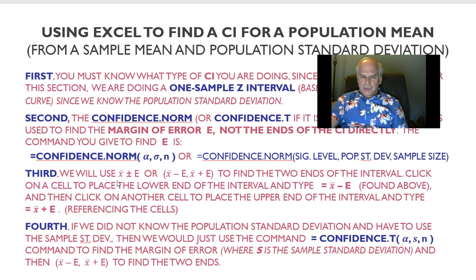Now, once you find that margin of error using that confidence.norm command, then you find the two ends of the interval, and you can place them in separate cells here, as I mentioned. And then if you do not know the population standard deviation, that's when you're going to use the confidence.t command, and we'll talk about the t distribution in a moment. But instead of using the population standard deviation, you're going to use the sample standard deviation, S. All right. So let me show you how to do that in Excel.